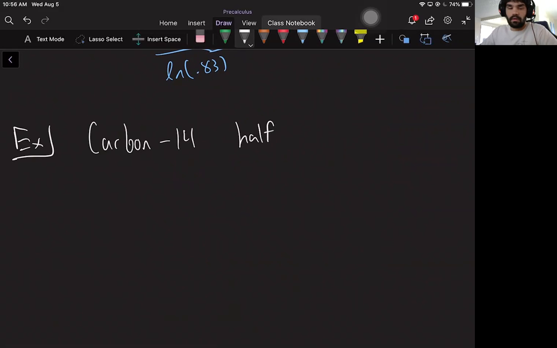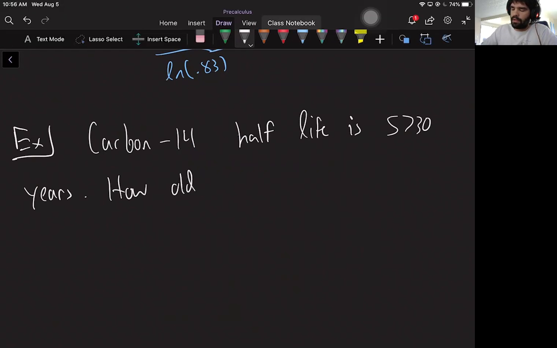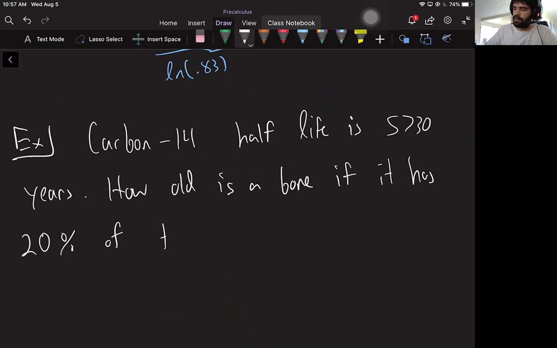All right, so here's another one. Carbon-14's half-life is 5,730 years. So what we're going to do is figure out how old a really old bone is. How old is a bone if it has 20% of the initial carbon-14?